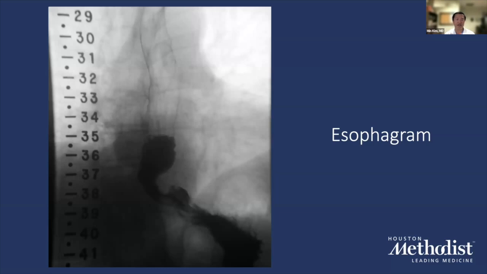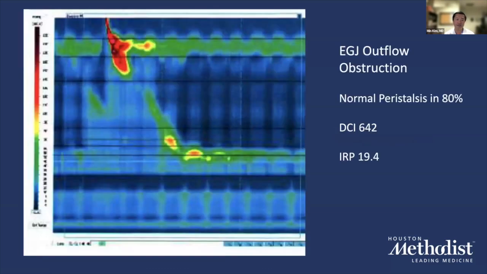She has a small hernia here, but no signs of dysphagia and no history of dysphagia. But you send her for a manometry, and this is what we get. IRP of 19.4, normal peristalsis, EGJ outflow obstruction. So the question is, we all have had patients with reflux, or symptoms of reflux, who turn out to have achalasia. So what do you do in this case?